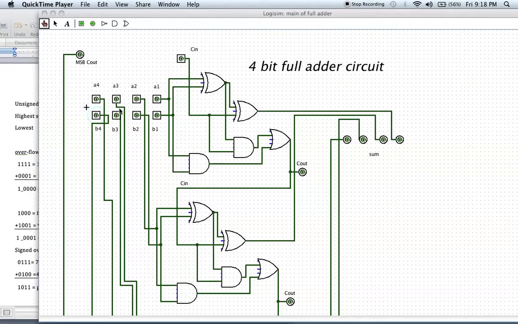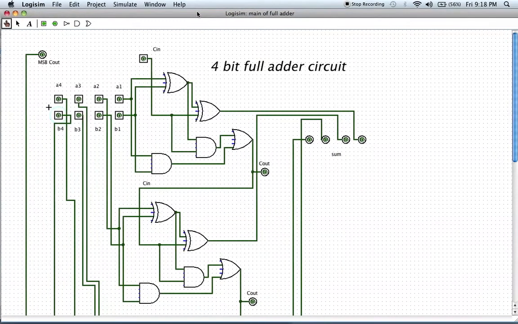Okay, this is Tim Lawless from CS211 demonstrating my 4-bit full adder circuit. This is my second recording after a slight modification to my circuit, which I'll explain in a moment.